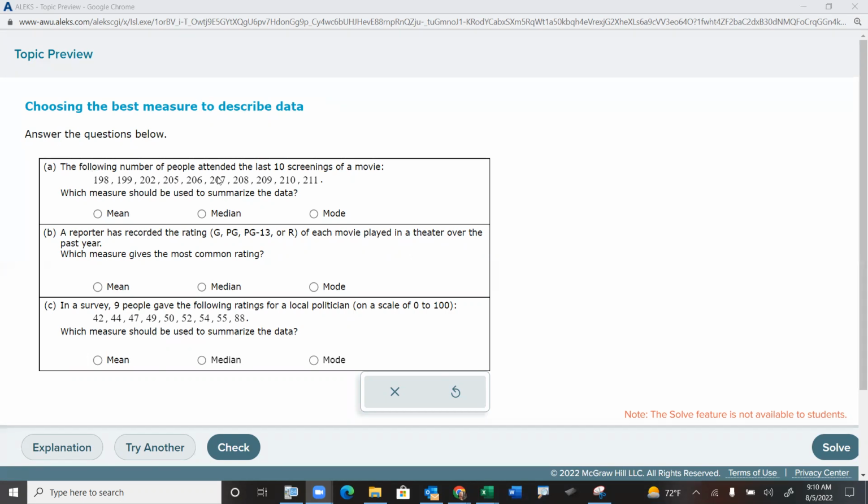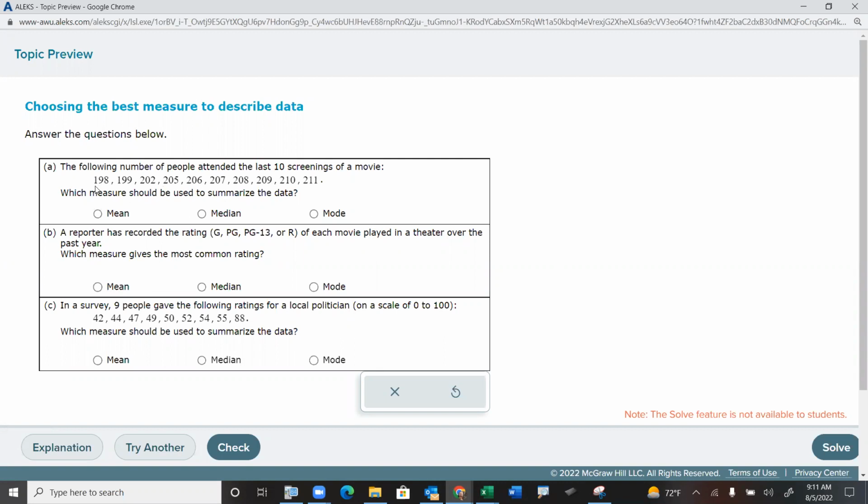Okay, so the following number of people attended the last 10 screenings of a movie. And here's how many each time. Okay, which measure should be used to summarize the data? Now, the way that Alex approaches this, it's a good way, but it's not a completely comprehensive way of looking at it.